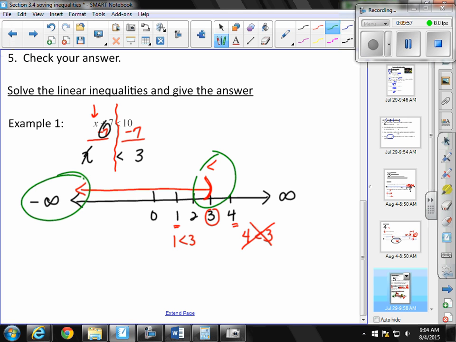Okay, so negative infinity to 3. And then at negative infinity, I always use a parenthesis. And this time at 3, we said we were using a parenthesis because it's less than. So there's our graph and the interval for that inequality.